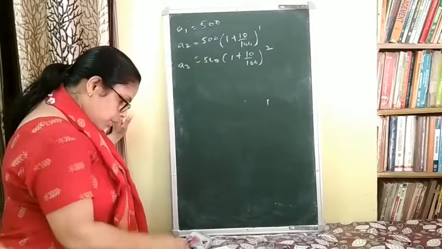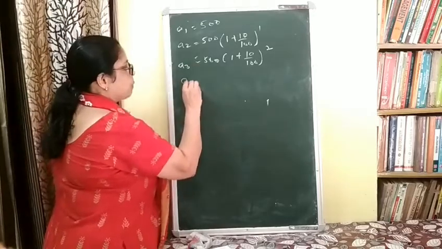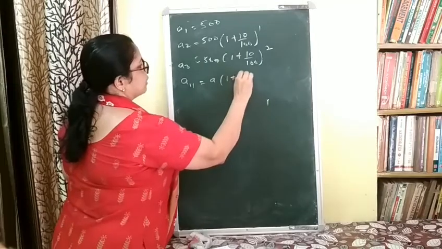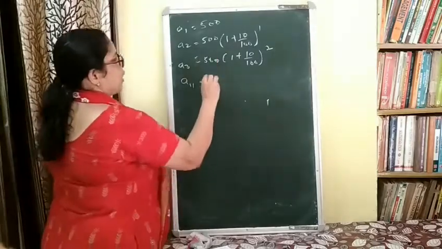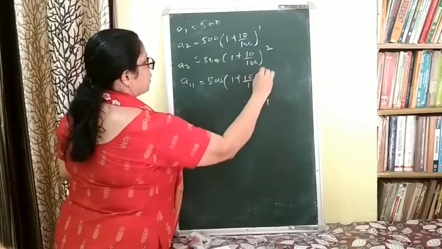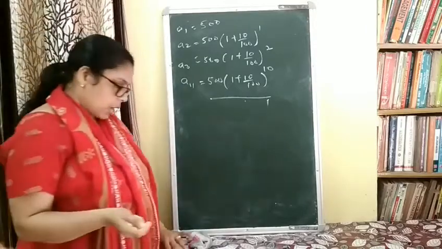What will be the amount after 10 years? The amount after 10 years means A11, which is 500 into 1 plus 10 upon 100 raised to the power 10. You can simplify this further. Like this, you will get one or two word problems, and you have to do them yourself.